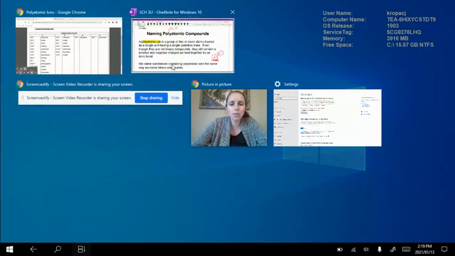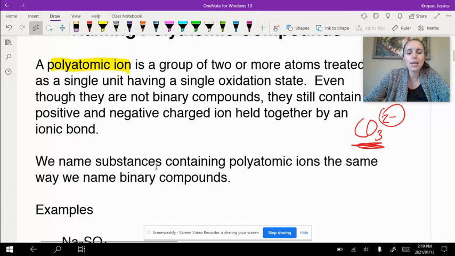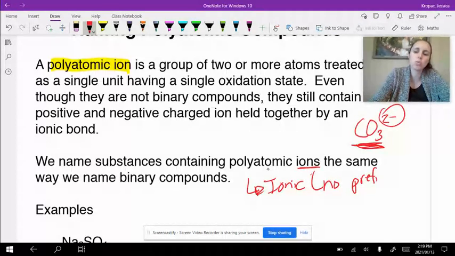So let's take a look at polyatomic ions and how we name them. We name substances containing polyatomic ions the same way we name binary compounds. Polyatomic ions are going to form ionic compounds. Who knew? Just a reminder, with ionic compounds, we are not using prefixes. So we are going to use no prefixes when we name them. When we write the formula, we are going to use the crossing over rule.